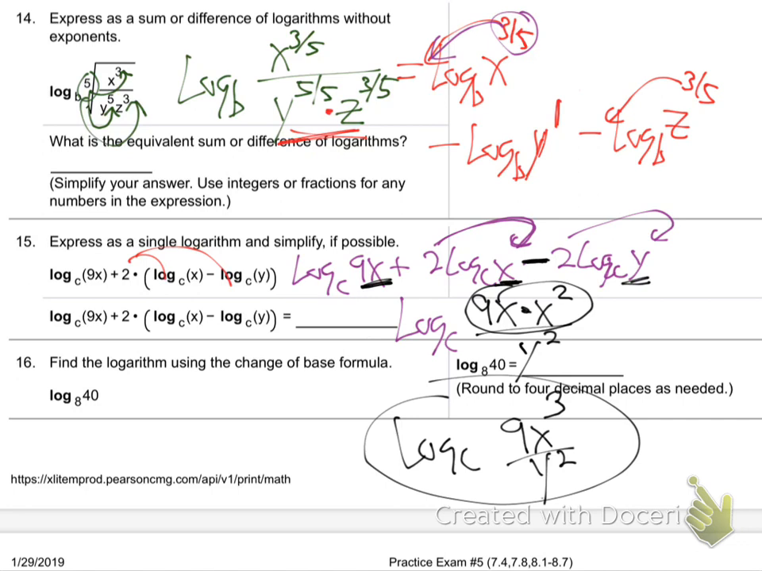Good. 16, just hit the buttons on your calculator. Log 40 over log 8. I don't know what it is. Whatever your calculator tells you, get some kind of decimal. Remember, top goes top, bottom goes bottom. I'm going to move on.